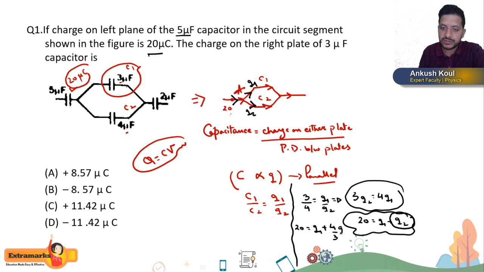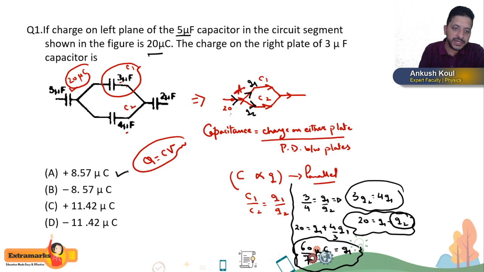I hope you have understood. It is a simple substitution, and when I do this substitution, it is 7 by 3 Q1. It is 7 by 3 Q1, so this is 60 by 7 microcoulomb, the value of Q1. So our answer is either plus 8.57 or it is minus 8.57.